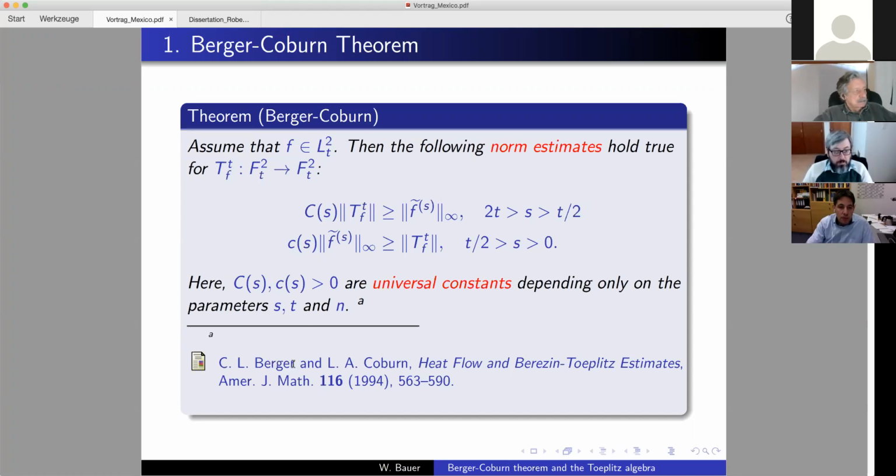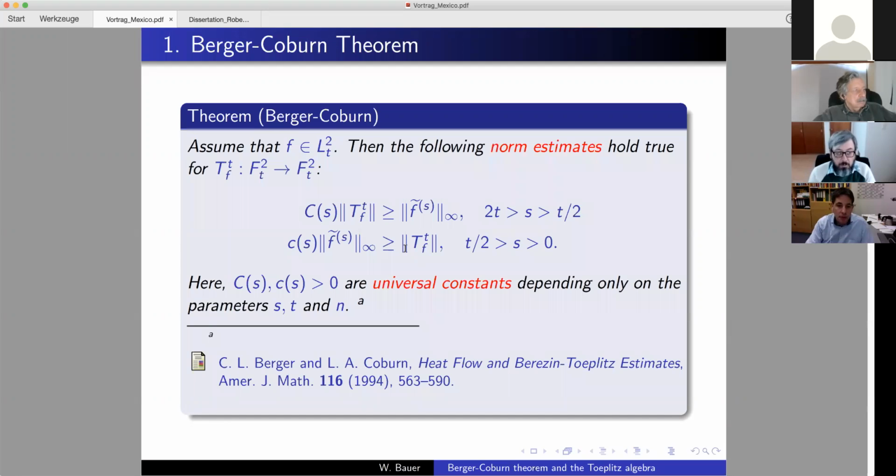If you look at the original paper by Berger and Coburn, they want to prove boundedness of a Toeplitz operator, and they look at the Bargmann isometry between the 2-Fock space and the L2 space. Then they change this Toeplitz operator into a Weyl pseudo-differential operator, and they look at what happens to the symbol, and then they prove the boundedness of this Weyl pseudo-differential operator by the Calderón-Vaillancourt theorem. So this is their strategy. It's a bit complicated, but it leads to this inequality here.